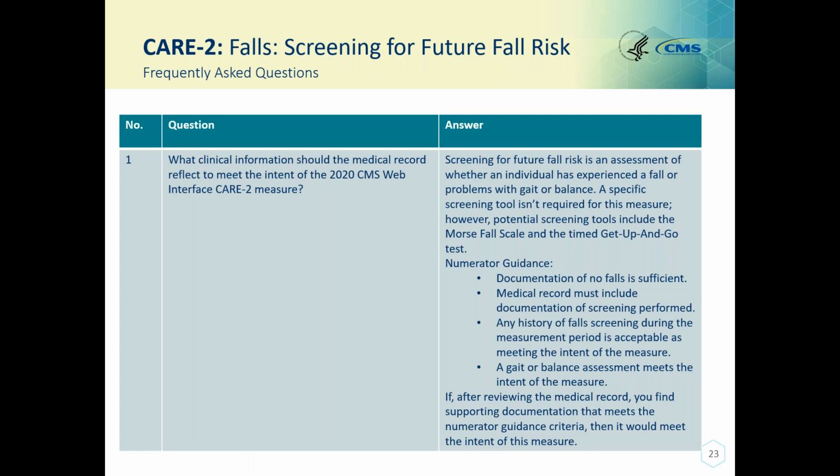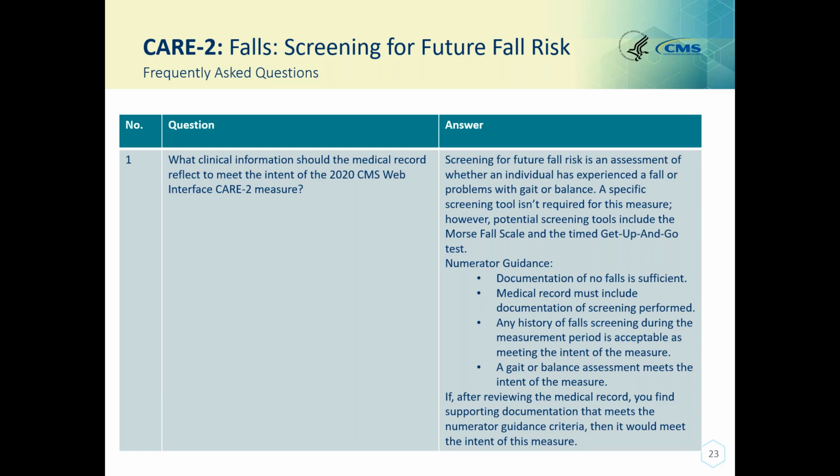Our first question is, what clinical information should the medical record reflect to meet the intent of the 2020 CMS Web Interface CARE 2 measure? And the answer is screening for future fall risk is an assessment of whether an individual has experienced a fall or problems with gait or balance. A specific screening tool isn't required for this measure. However, potential screening tools include the Morris Fall Scale and the Time to Get Up and Go test.